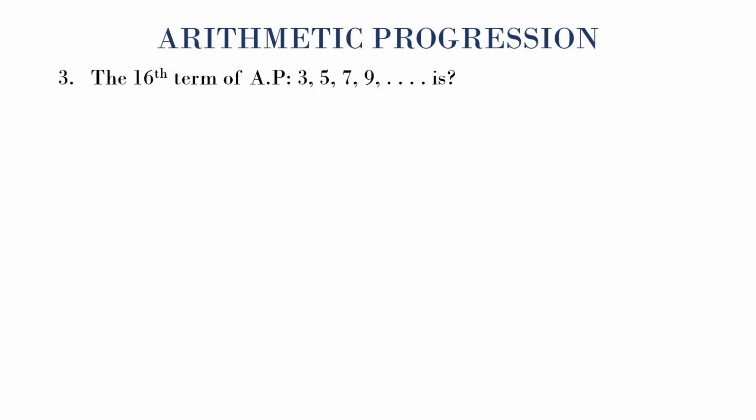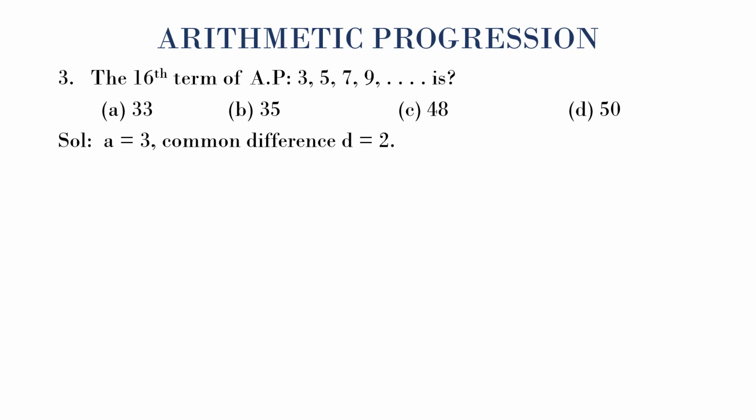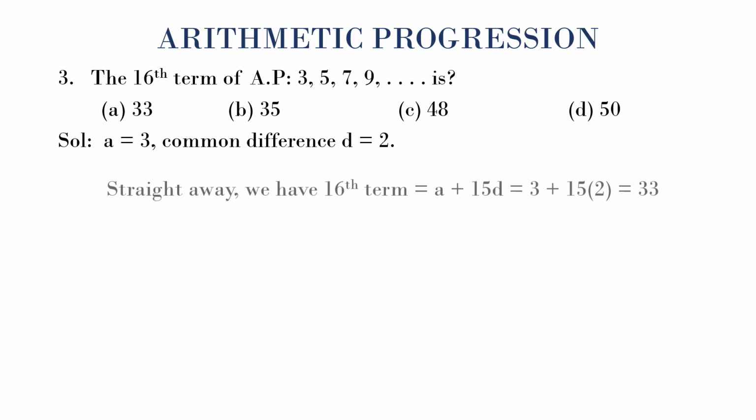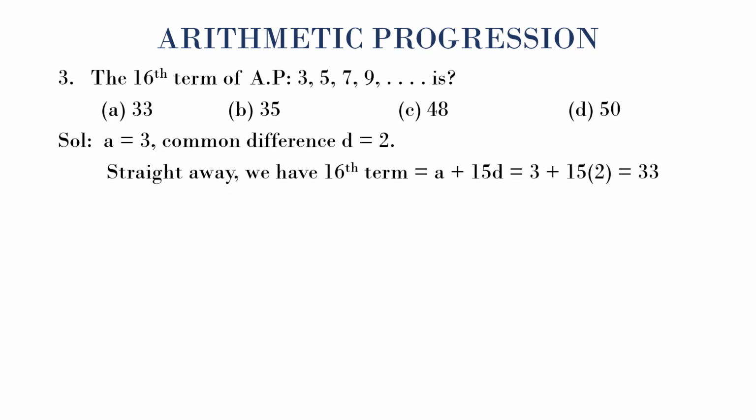Next, the 16th term of AP 3, 5, 7, 9 and so on is how much? Now we have first term a equal to 3 and common difference d equal to 2. Then the 16th term of AP is a plus 15d. So 3 plus 15 into 2, that is 30. 30 plus 3, 33. So the answer is A.